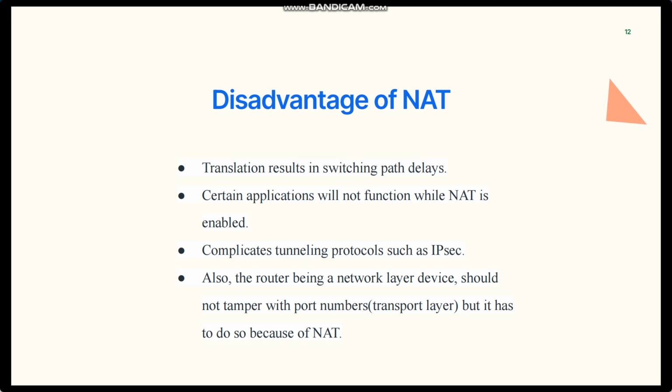Then reduced security. If NAT is not configured correctly or updated to address new threats, it can introduce security risks. Also, certain applications will not function well when NAT is enabled. So we understand the many other disadvantages of NAT.